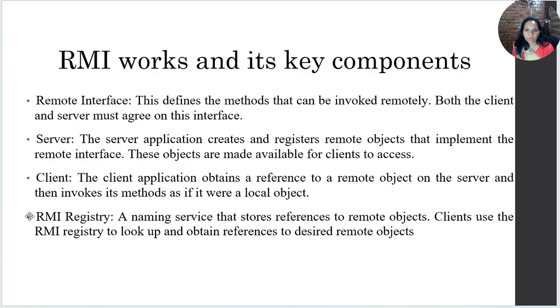Server application creates and registers remote objects that implement the remote interface, and these objects are made available for clients to access, and that will be in the RMI registry. And the client application obtains a reference to a remote object on the server and then invokes its method as if it were a local object.